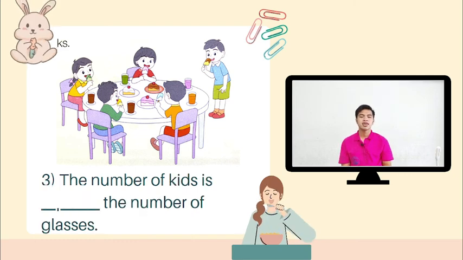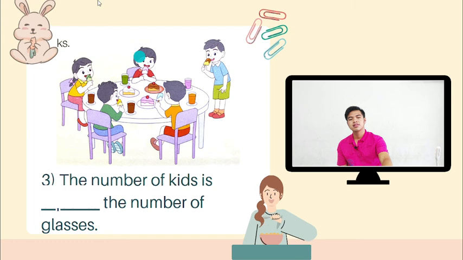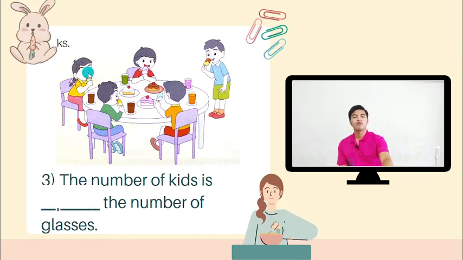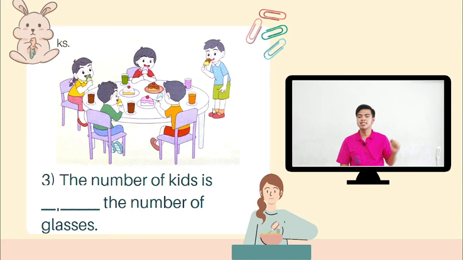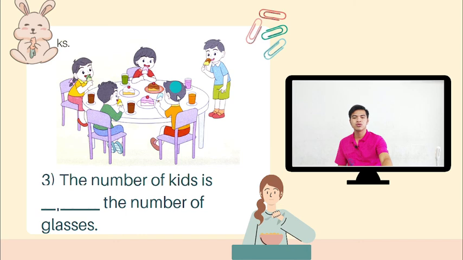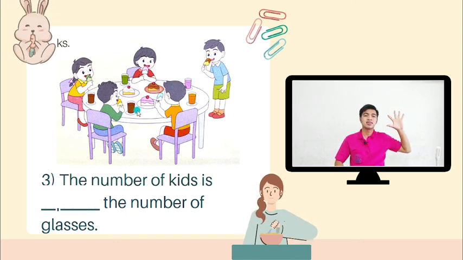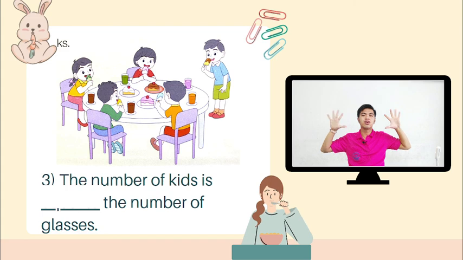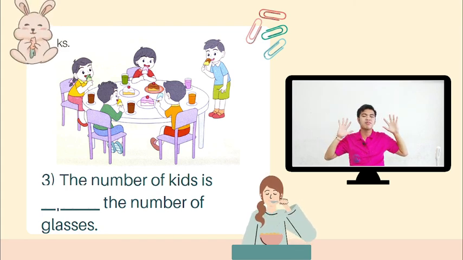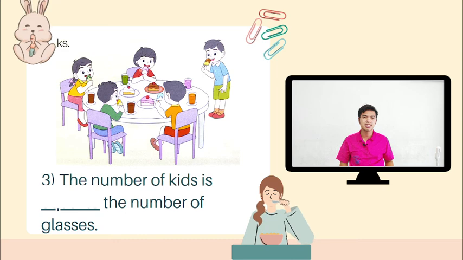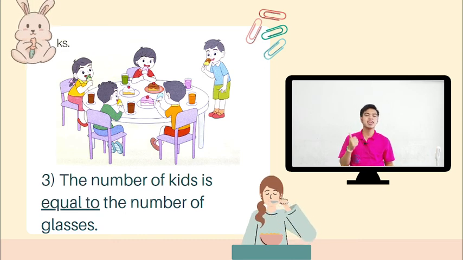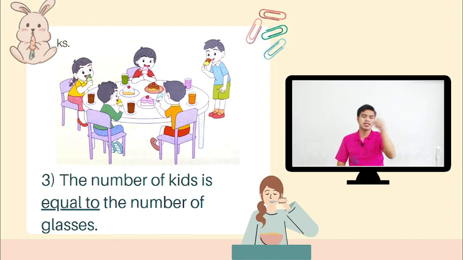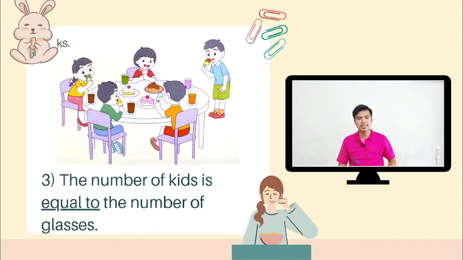So, for number 3, the number of kids is blank the number of glasses. So, let's count the kids. 1, 2, 3, 4, 5. There are 5 kids, and then we're going to count the number of glasses. 1, 2, 3, 4, 5. They are the same, 5 and 5. So what is the correct comparison symbol for this? Good job! The correct answer is equal to. The number of kids is equal to the number of glasses.